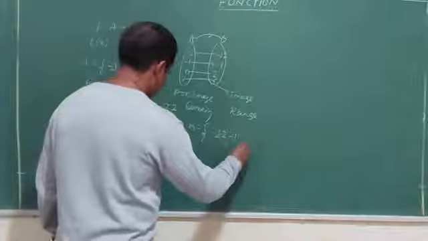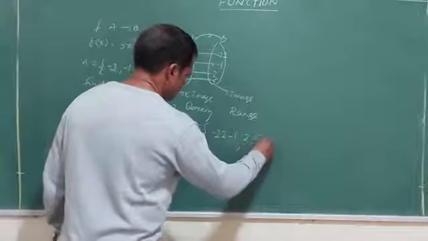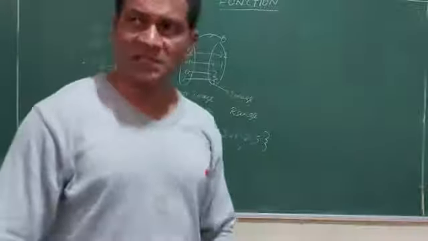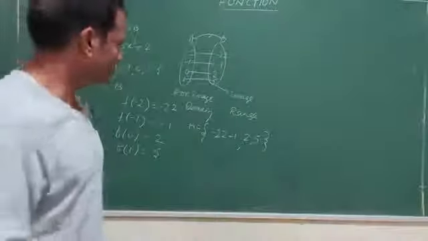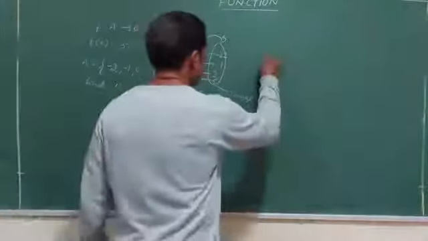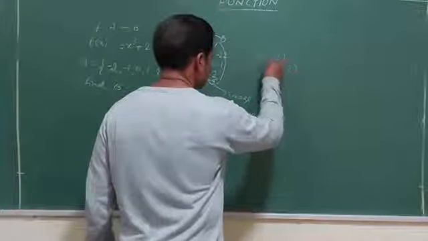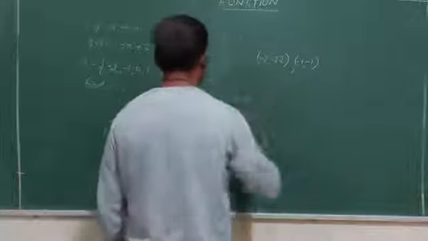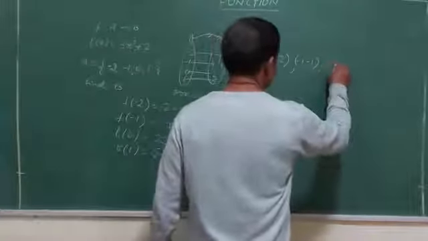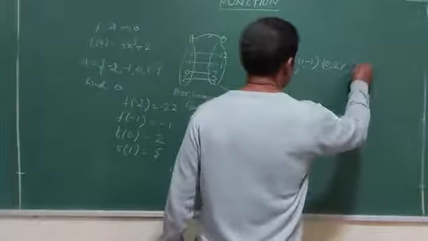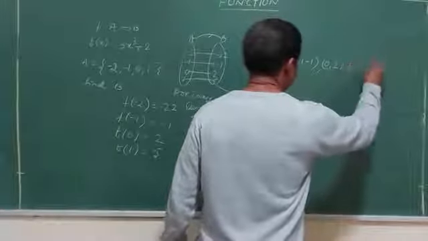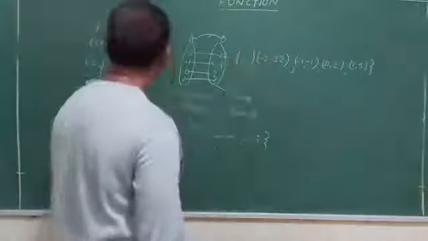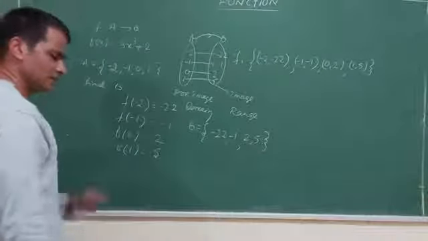-22, -1, 2, 5. They may ask you to represent them as ordered pairs. Represent the function as ordered pairs. Again, (-2, -22), (-1, -1), (0, 2), (1, 5). This is the function f. Alright?